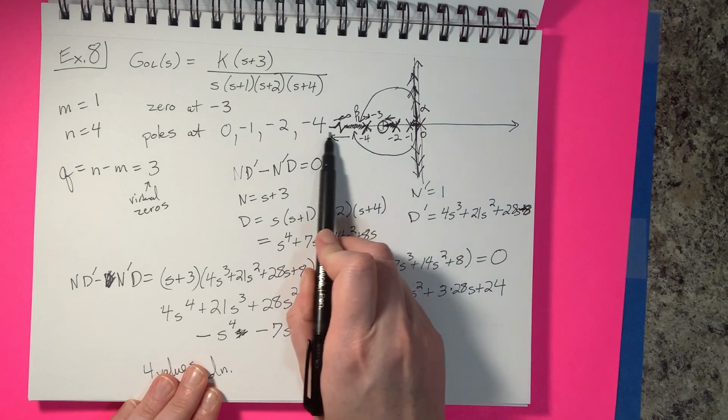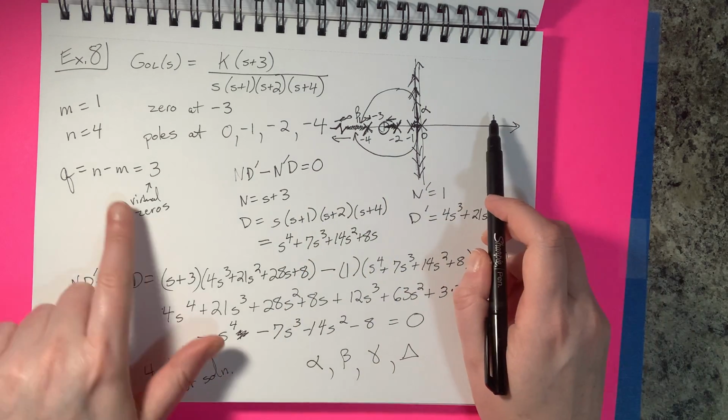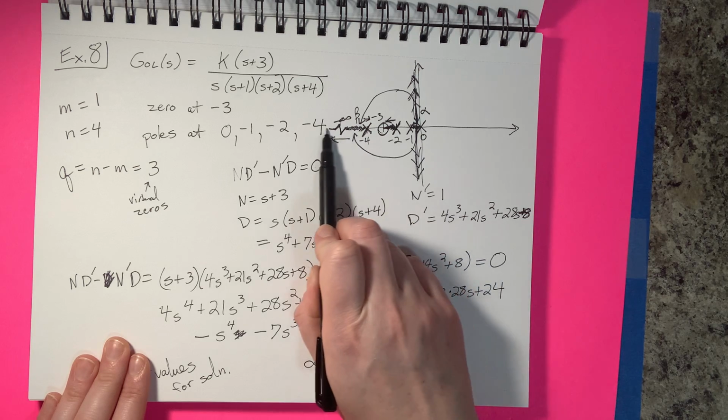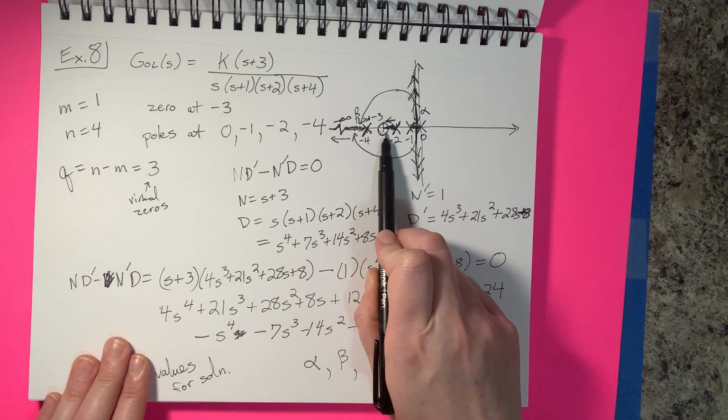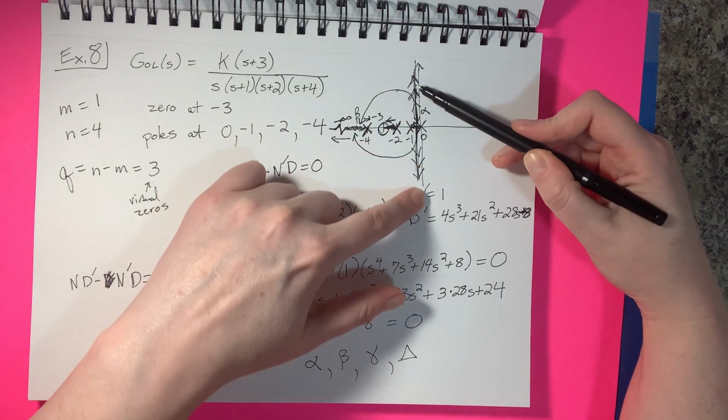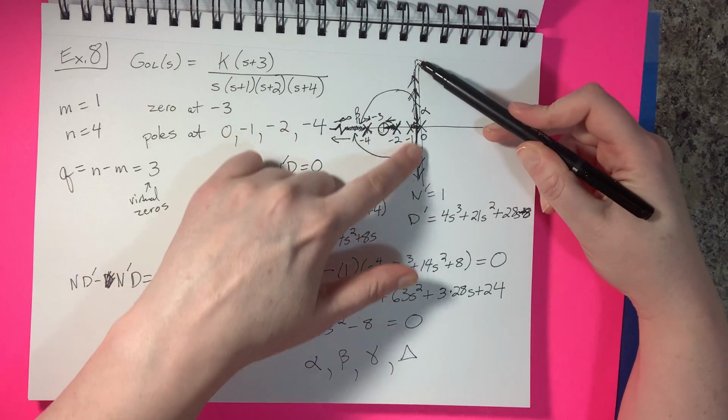This pole is going towards this virtual 0, and since we have 3 virtual zeros, this totally makes sense that this pole is going to this virtual 0, this pole is going to the actual 0, and then these two move in and break out and go to virtual zeros out here.